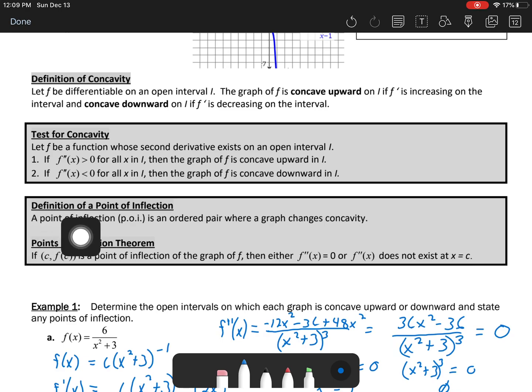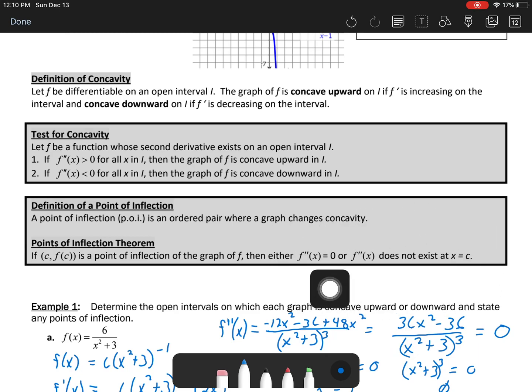So for finding concavity, we look at that second derivative, and then we test for positives and negatives in those intervals. So the definition of a point of inflection. A point of inflection, which you can abbreviate POI, is an ordered pair where the graph changes concavity. To locate points of inflection, it says if (c, f of c) is a point of inflection on the graph, then either the second derivative is equal to 0 or it does not exist there. So that's what we do first.